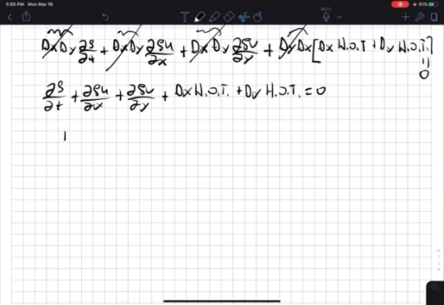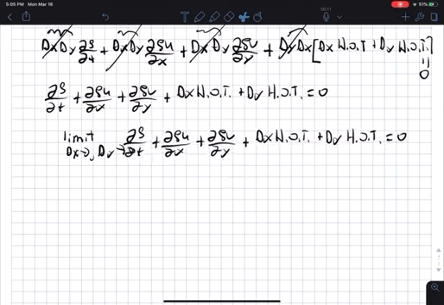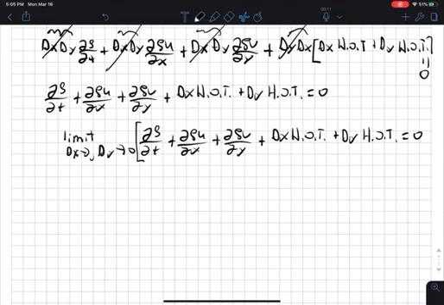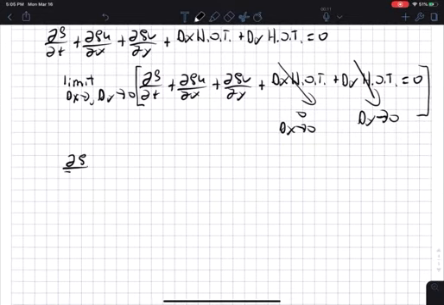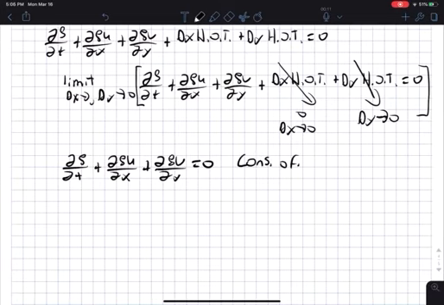So now what we're going to do is take the limit as delta x approaches 0 and delta y approaches 0 of this expression here. And if we do that, the only two terms that are multiplied by delta x and delta y are these higher order terms, and so those go to 0. So what we are finally left with at the end of the day is partial rho, partial t, plus partial rho u, partial x, plus partial rho v, partial y, equals 0. And so this is conservation of mass, aka continuity, for the 2D Cartesian coordinates.